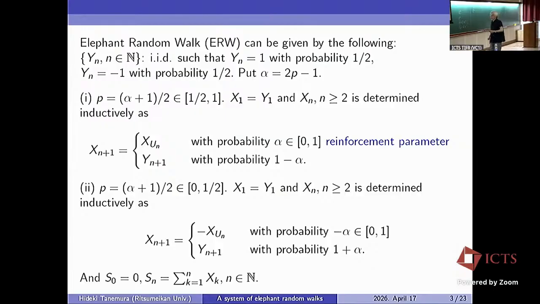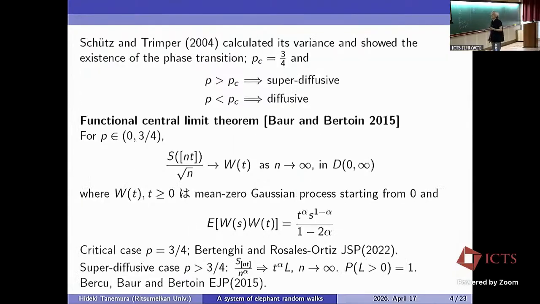We have two kinds of explanation of this process. Both are, of course, the same, but sometimes one of them is very convenient to understand the model.